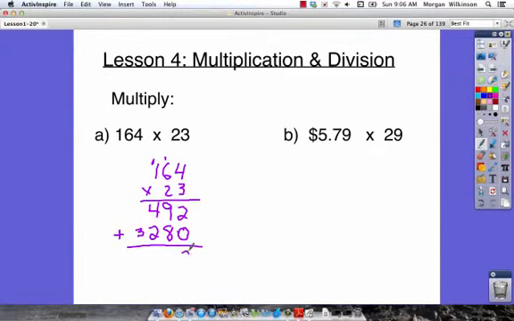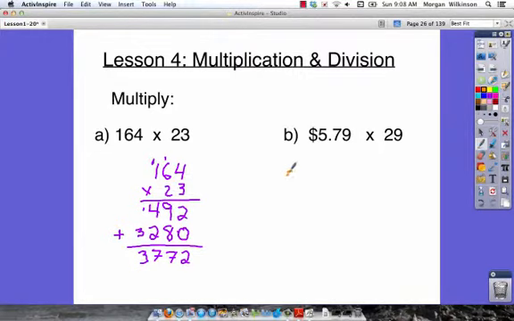So we've got 2 plus 0, that's 2. We've got 9 plus 8 is going to give us 17. We're going to carry that 1. We've got 4 plus 1 is 5, plus 2 more is going to give us 7. And then we've got our 3 in the thousands spot. So we've got an answer of 3,772. Hey, if you've got questions on that, please be sure to follow along carefully with problem B. Alright, let's go ahead now and work on problem B.